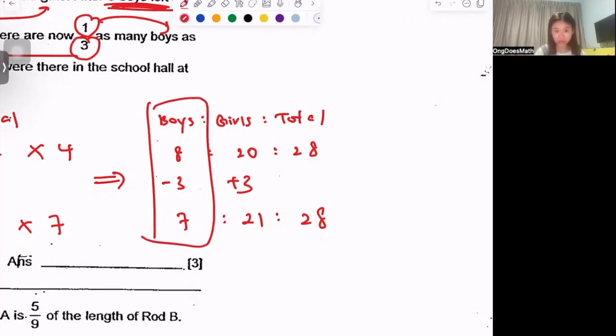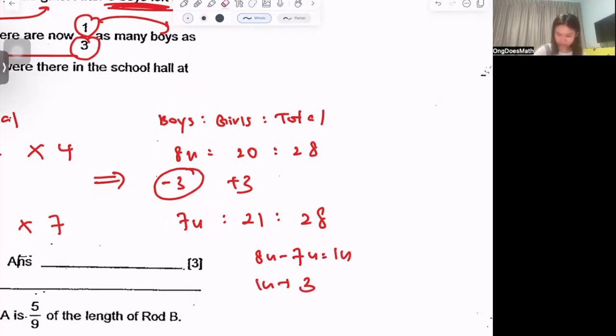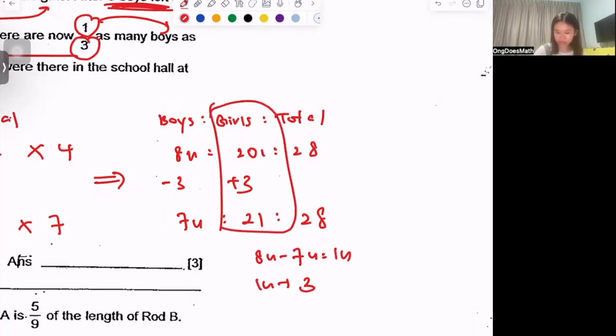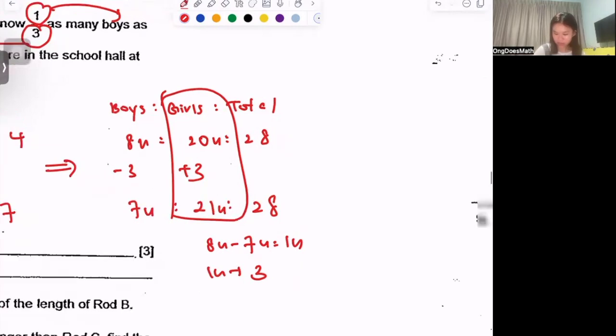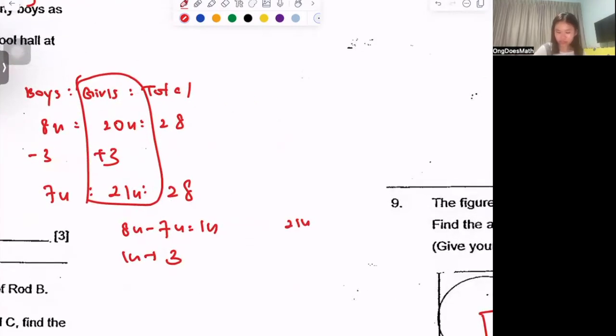So if you just focus on boys, started with 8 units, end up with 7 units after 3 students left. Which means 8 units minus 7 units, which is 1 unit. 1 unit belongs to 3. We can do the same for girls, we'll get the same result. If we just focus on girls, you can see that started out with 20 units, end up with 21 units. Which means that 21 units minus 20 units gives you 1 unit, right? And this 1 unit belongs to 3. So you can see that we will come to the same conclusion.